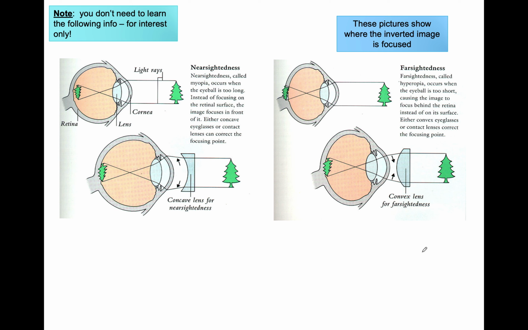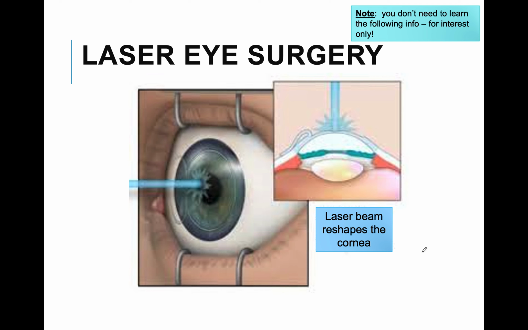Okay, if you want to read through this slide, you can. Just pause the video now and you can read these. But I think I've explained both of those points. Lastly, laser eye surgery is used to sculpt, to reshape the cornea using the laser to compensate for increased divergence or convergence.